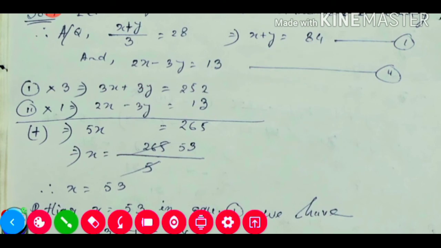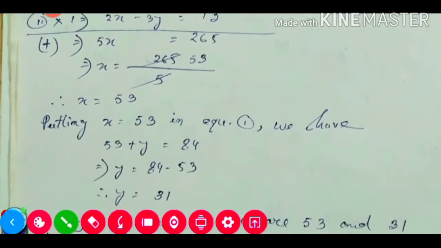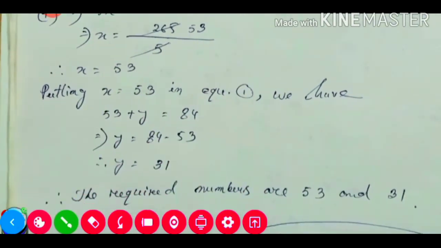Now we'll put this x value 53 in equation number 1. Equation number 1, x plus y is equal to 84. So x value 53 plus y is equal to 84. Now 53 will shift to the right hand side and subtract, so it will be 31. Therefore the required numbers are 53 and 31.